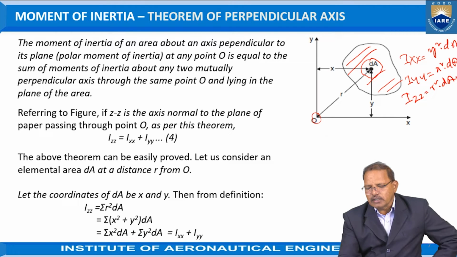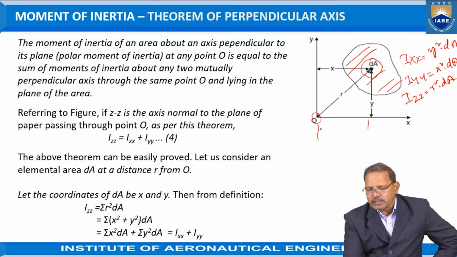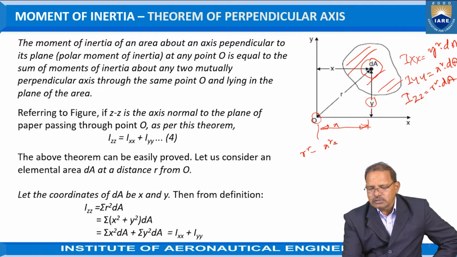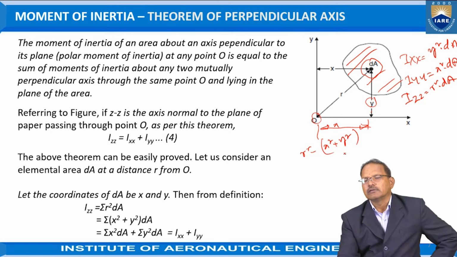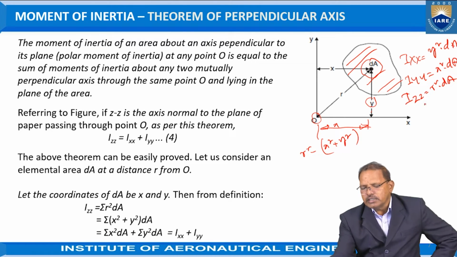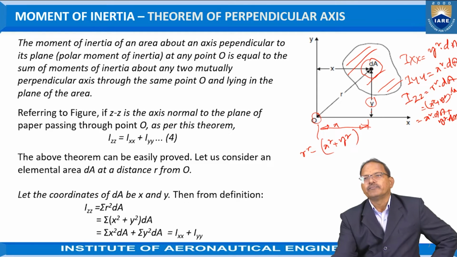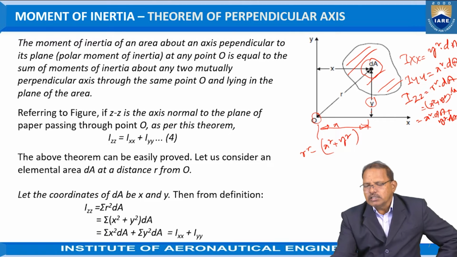Now, according to the geometrical figure, the distance is already represented as x, and the distance is represented as y. That is, r square is equal to x square plus y square. On substituting into the Izz equation, Izz is equal to the integral of x square plus y square into dA, or x square dA plus y square dA. That means Izz can be written as Ixx plus Iyy.